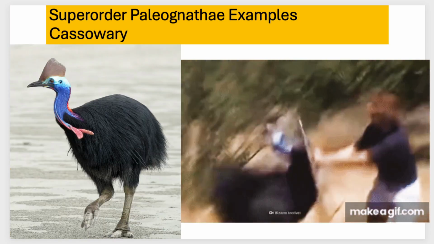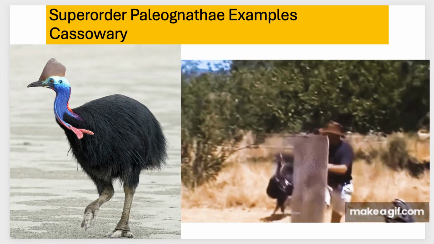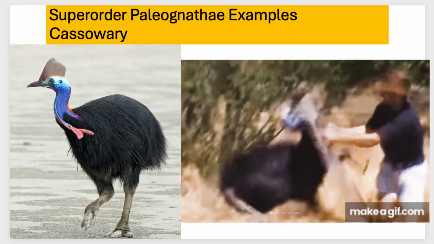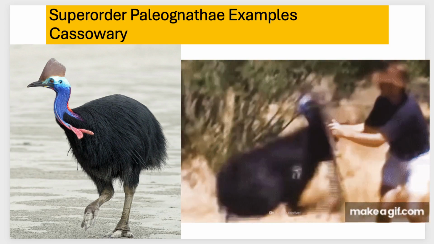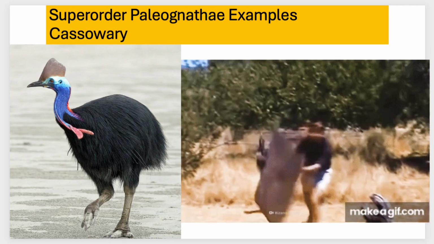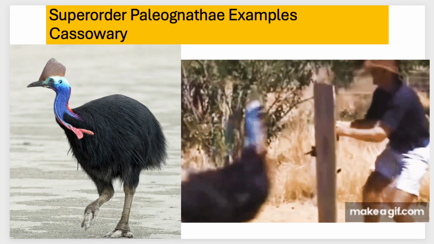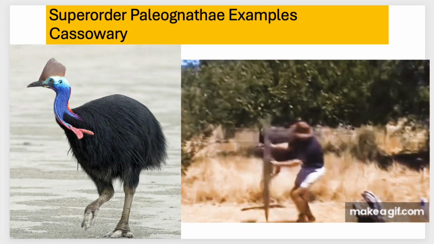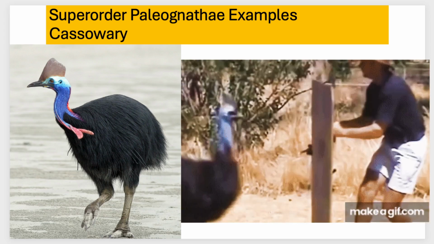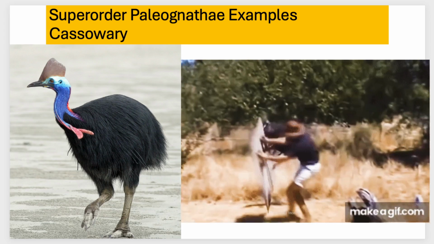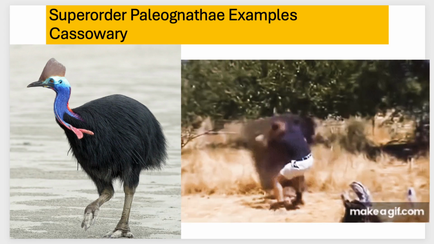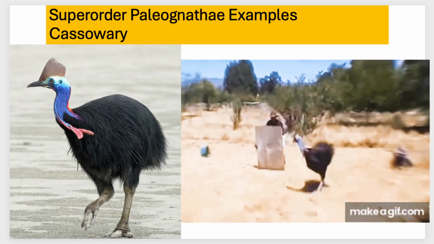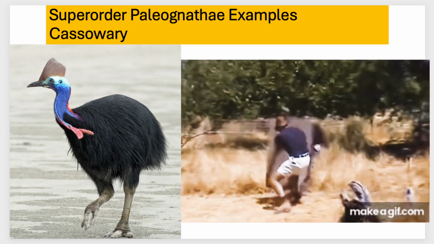Next example here is the cassowary. For the cassowary, you see this little animation or video on the right. They have an extremely powerful kick. They have an inner toe claw that is 5 inches long, and it's like a dagger. When they jump up and kick, it is extremely dangerous. And you can see this person holding that little door there to protect himself.